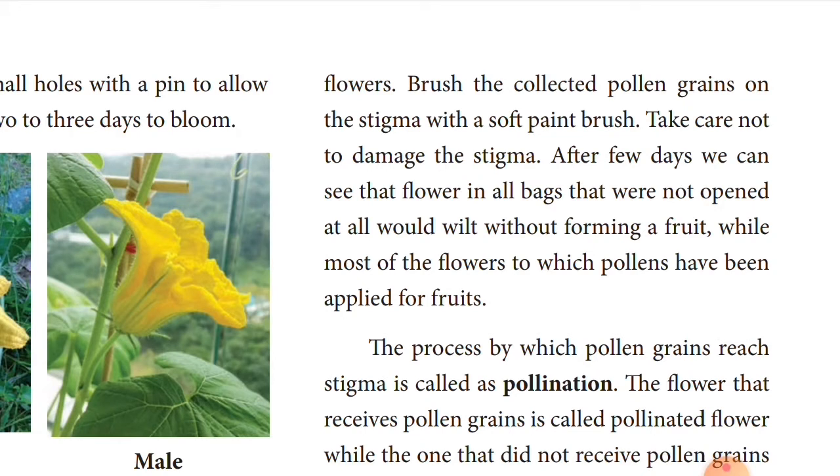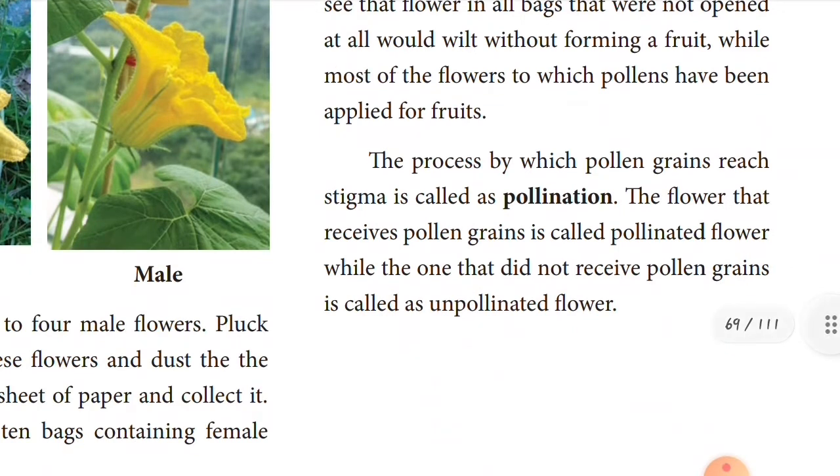In the same manner, you have to take a soft paintbrush. Take care not to damage the stigma. That's very important. After a few days we can see the flower in all bags. We do not open them because you have to protect the pollen grains. That's a major thing. You know, children, what is pollination? The process by which pollen grains reach the stigma is called pollination. Is this clear to you, children? Yes.